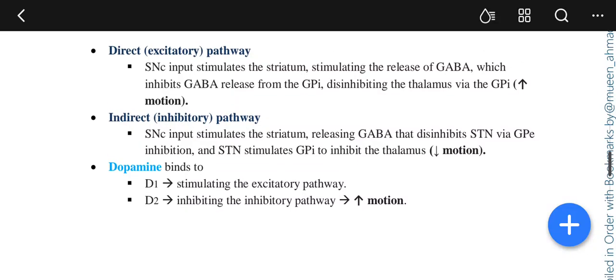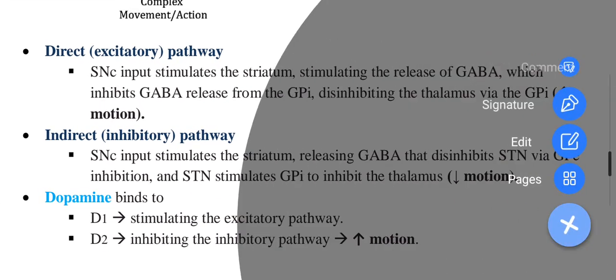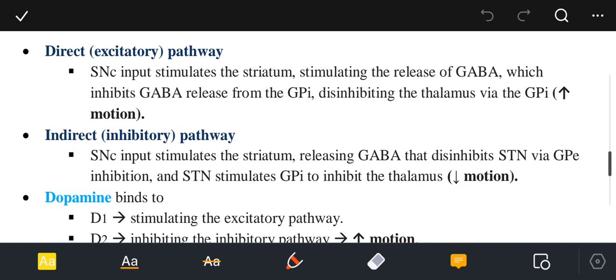Bismillahirrahmanirrahim. So, with all due permission from Dr. Moeen, who is the compiler of this book, let's get straight into the direct excitatory pathway.